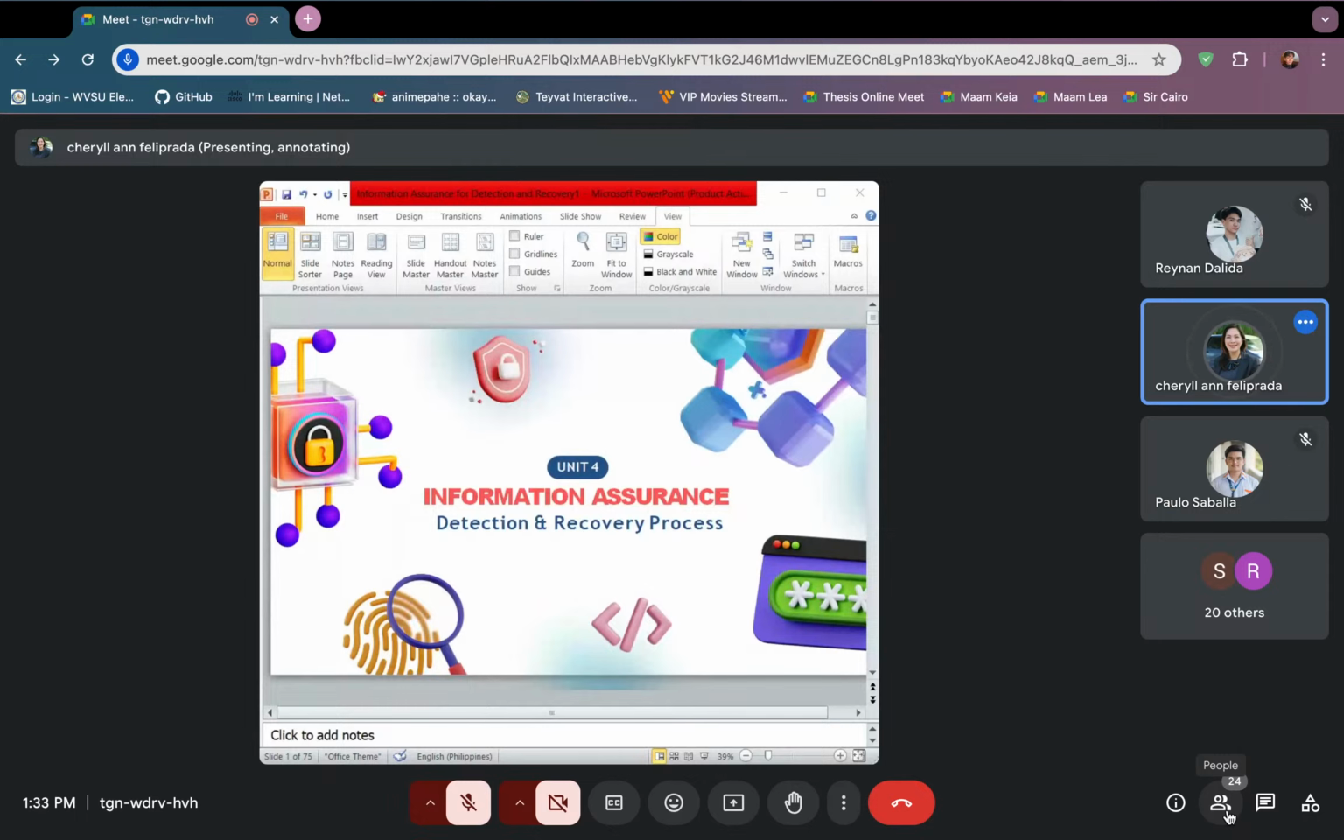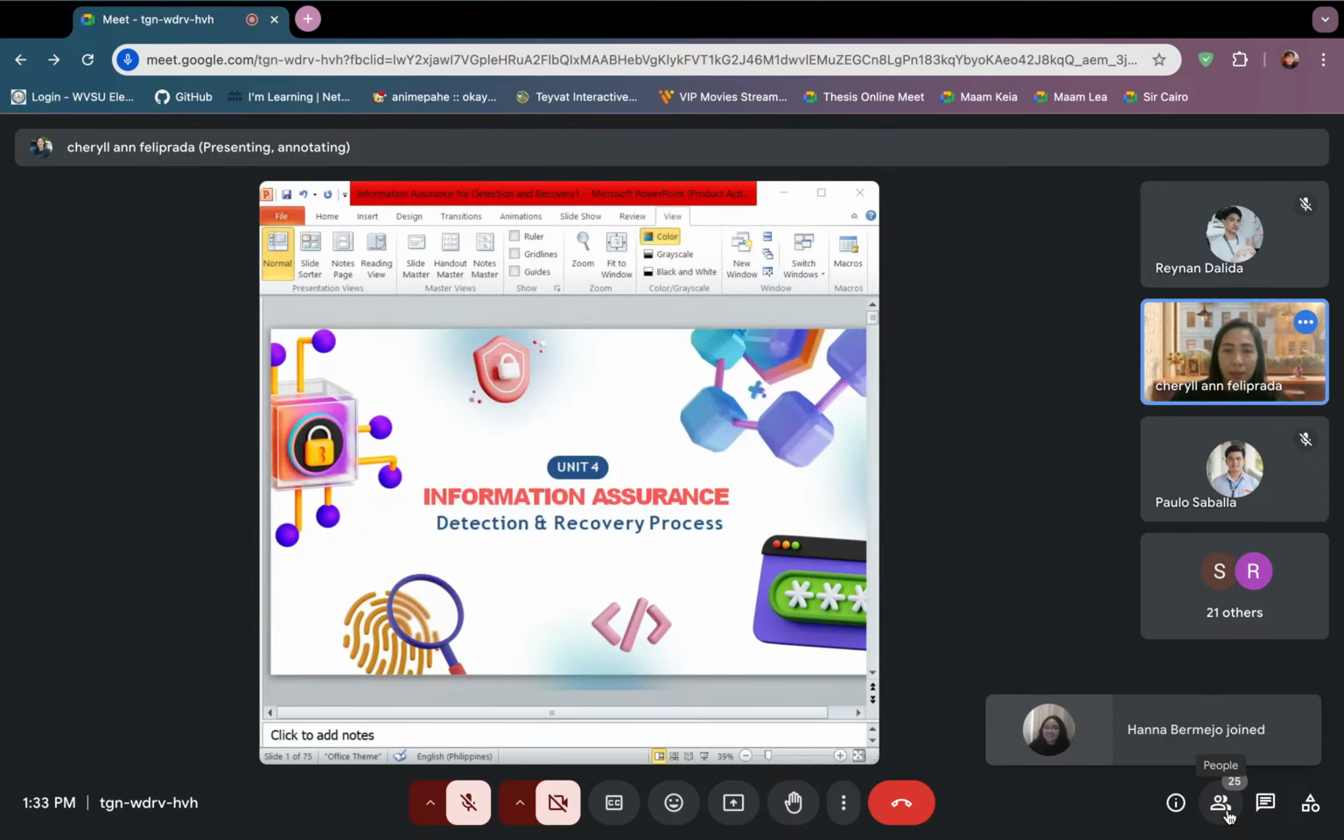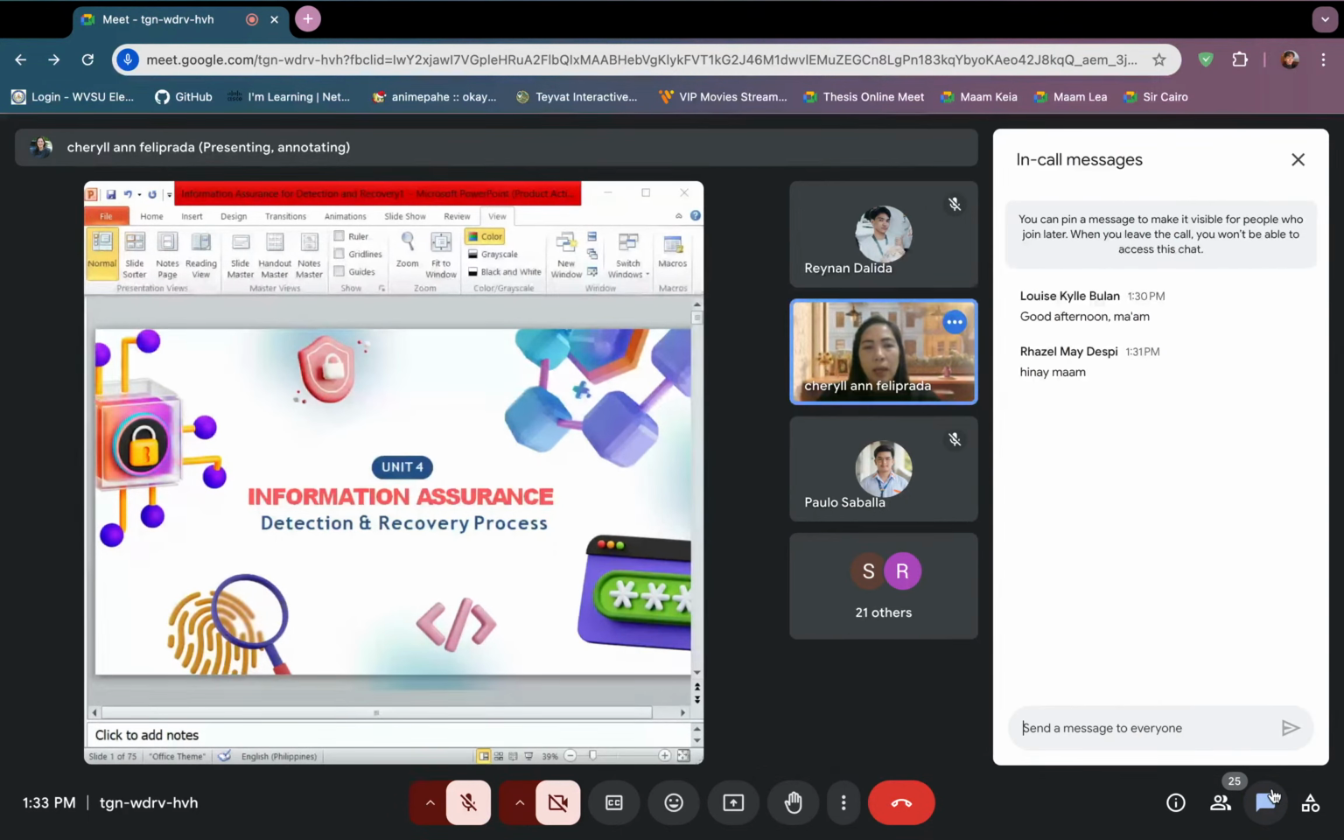Okay, so yes, good afternoon again. Our topic this afternoon, and this is the last thing that we will be discussing before the midterms examination, is information assurance, protection, and recovery process. Just follow my slides, and we'll start discussing.